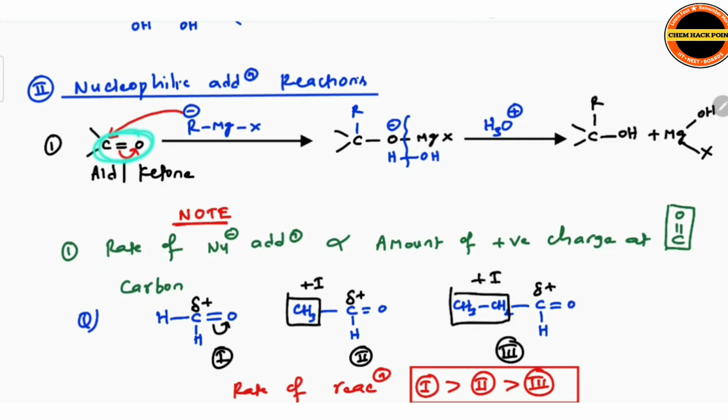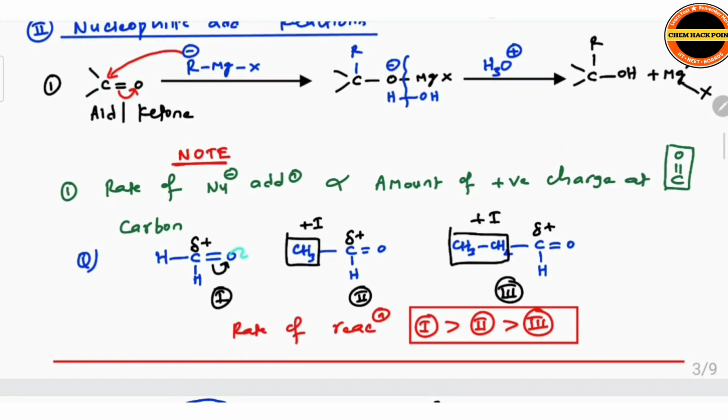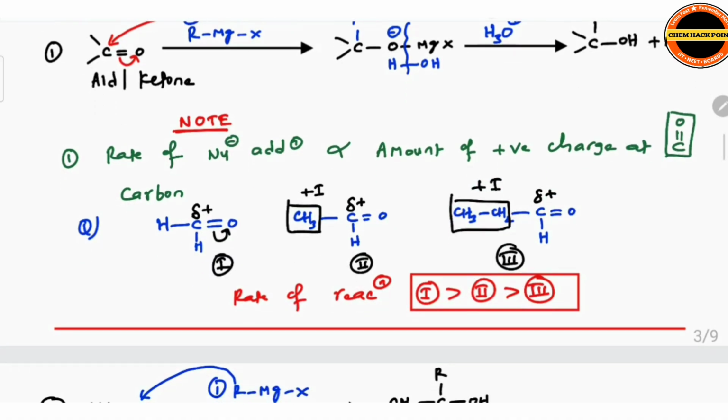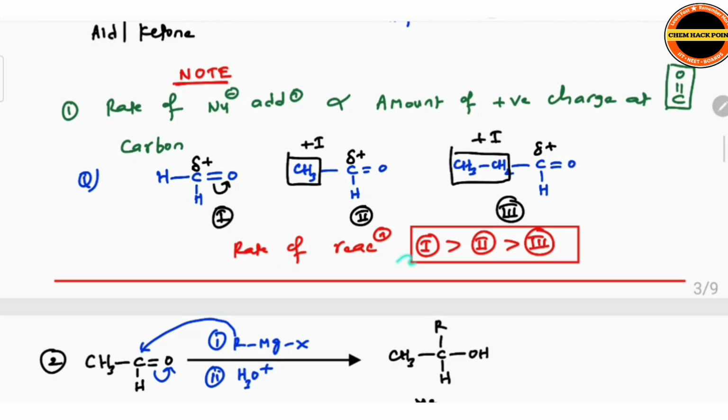Here you have to see the positive charge at CO. For example, see here, it is positively charged. Here the positive charge is neutralized by the +I group. Here also the positive charge is neutralized by the +I group, CH3, CH2. So the more the positive charge, the more the rate of nucleophilic addition. Where there is more positive charge, the first compound, because in the second and third, because of the +I effect, the positive charge is neutralized. Hence, the rate of nucleophilic addition is 1 greater than 2 greater than 3 in this question.